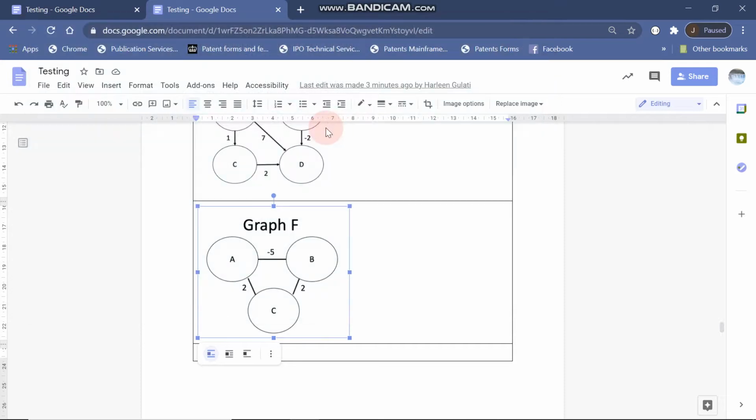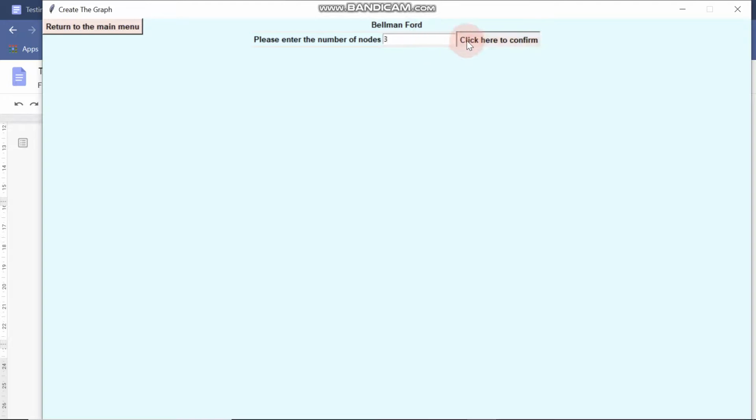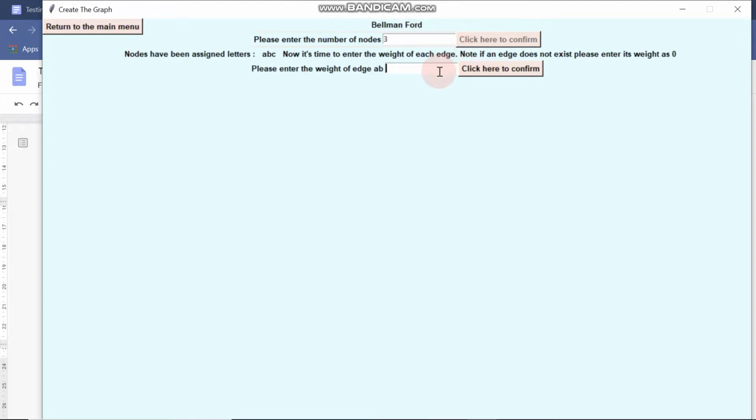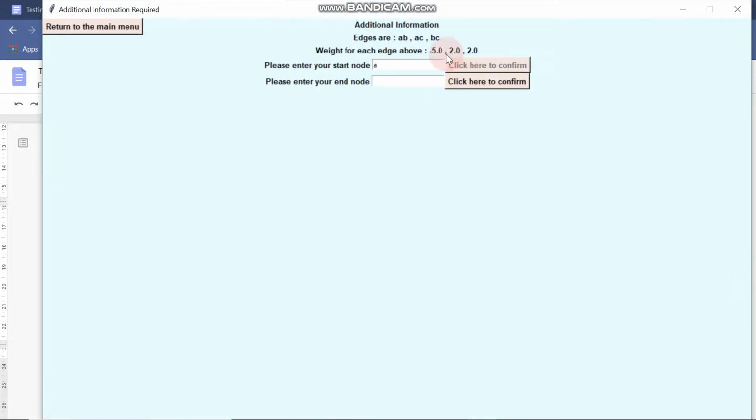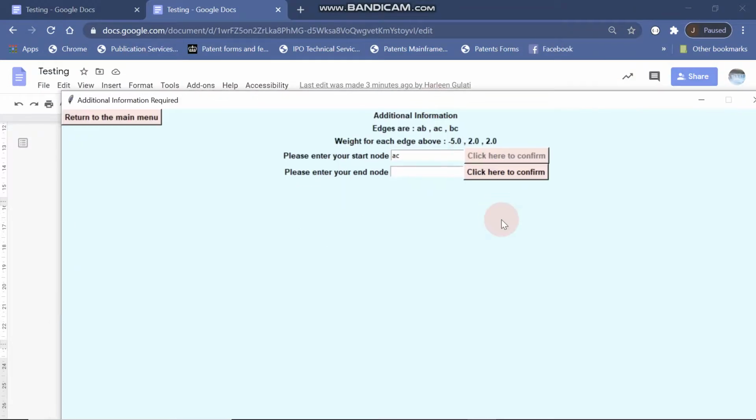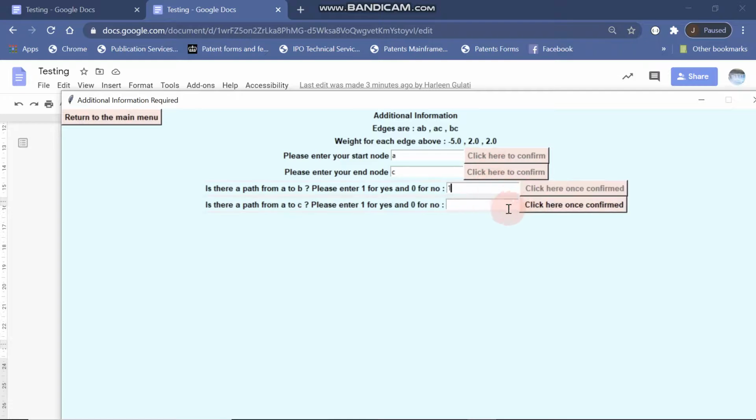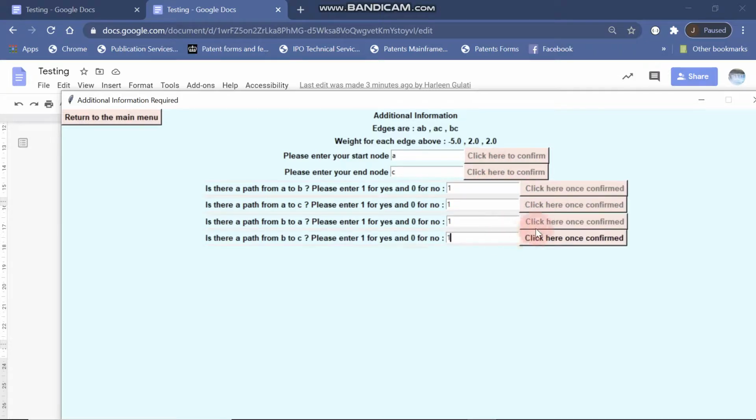Now, if I do A to C as well, we should have the same output. So A to B, -5. Because it contains a negative edge cycle, it's not a valid graph. So A to C, again it's an undirected graph, so this isn't a problem.